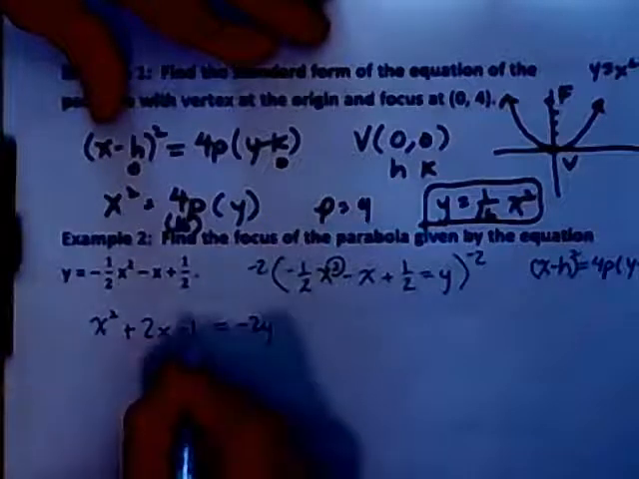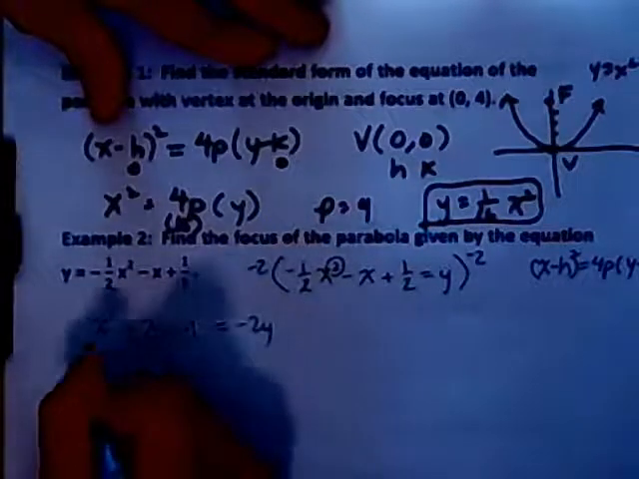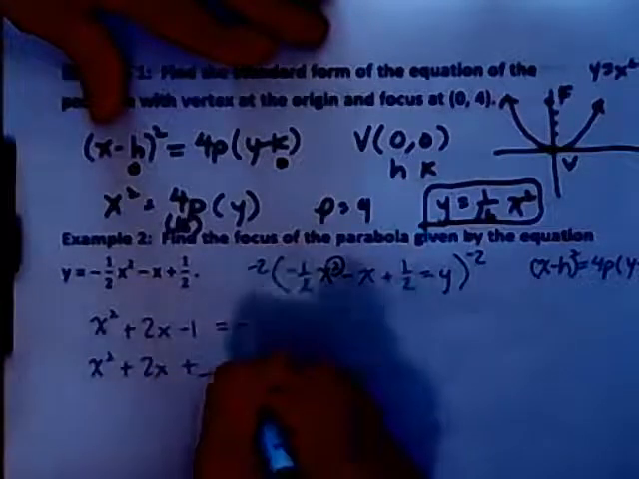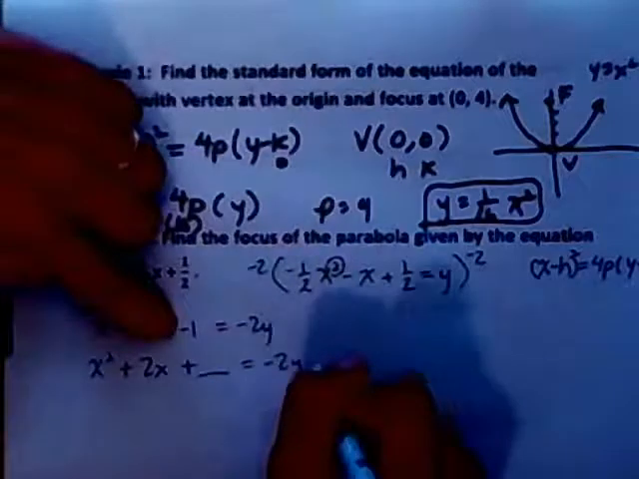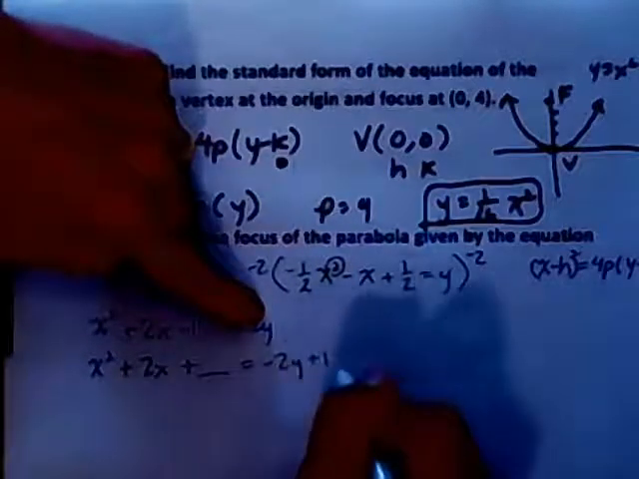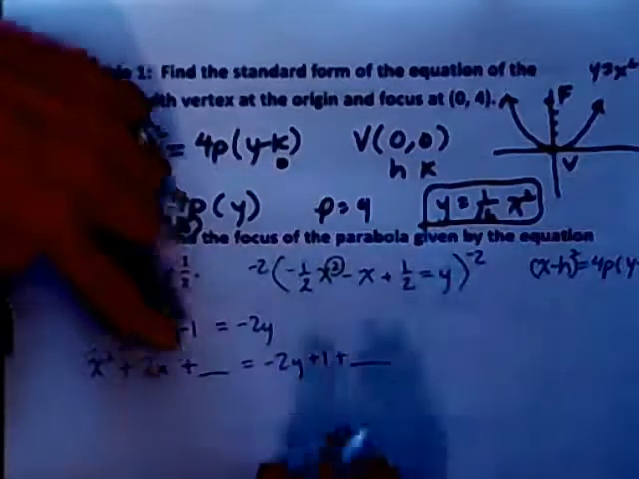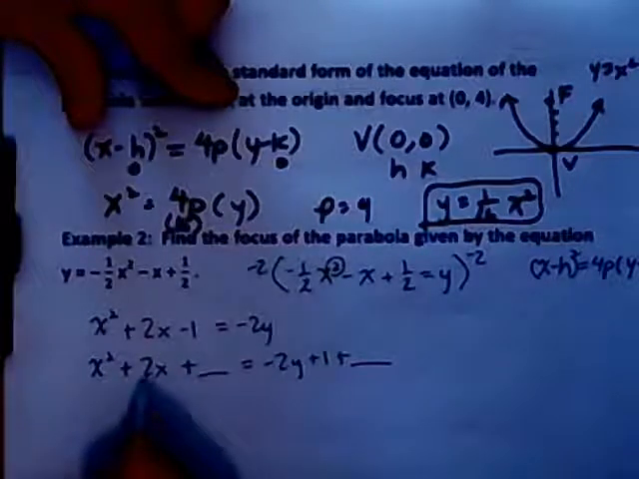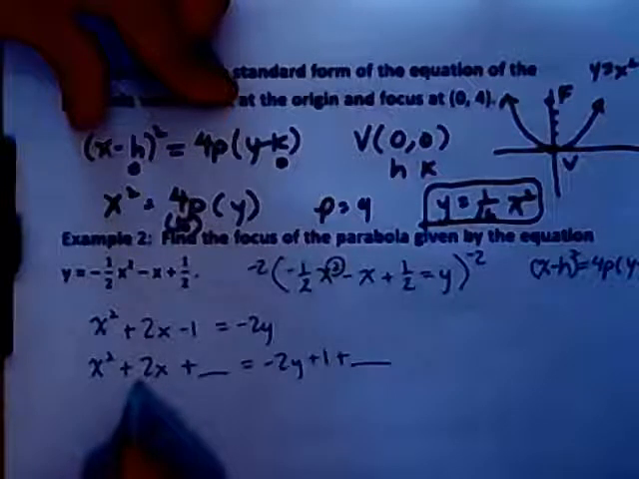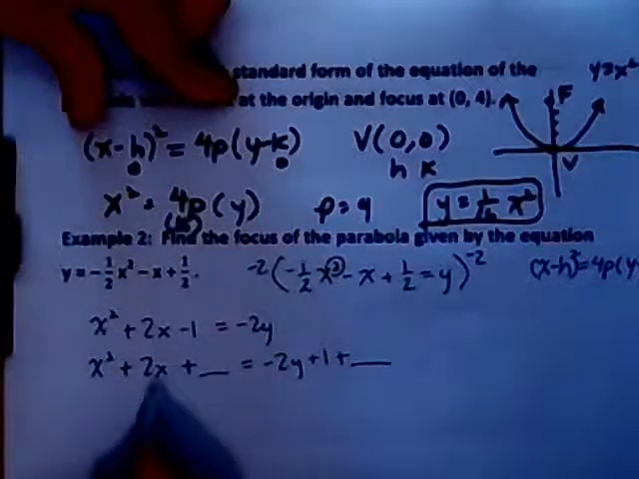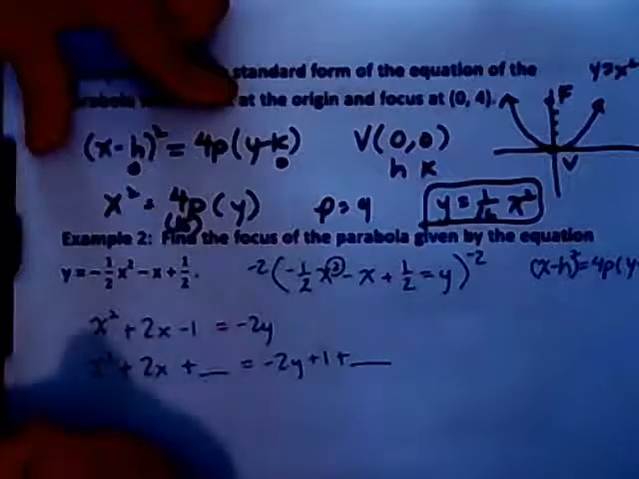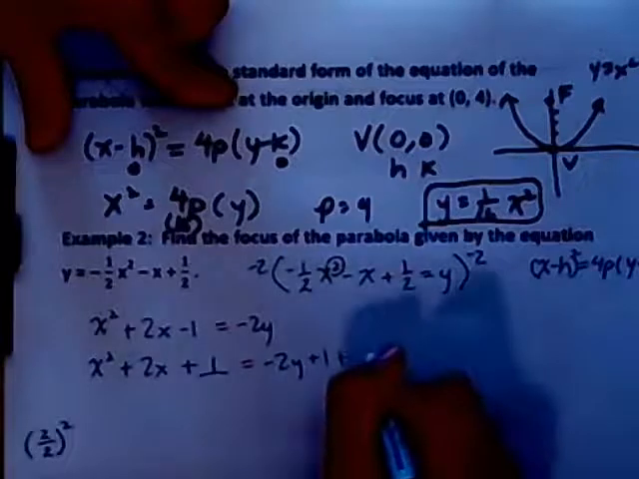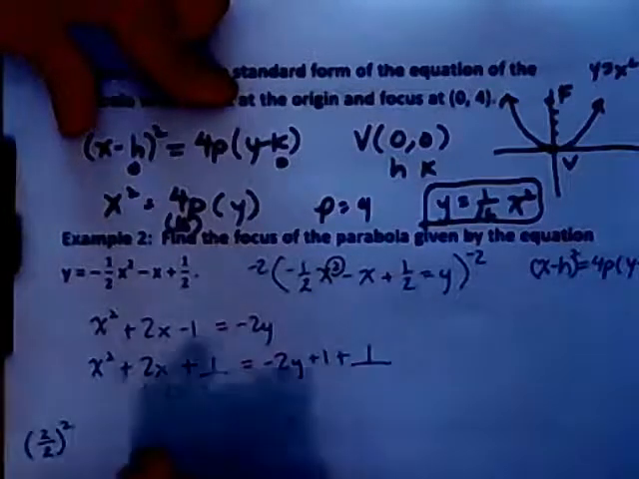We're almost finished. I like to move the constant over and complete the square. So x squared plus 2x plus something equals negative 2y. I'm moving the 1 to the right side, so I added 1, and I have to add something to the left side and to the right side. Completing the square, I take this number, divide it by 2. You learned about completing the square in the previous video set. So take that number, 2, always divide it by 2 and square it. You're going to add 1 to the left side and add 1 to the right side.